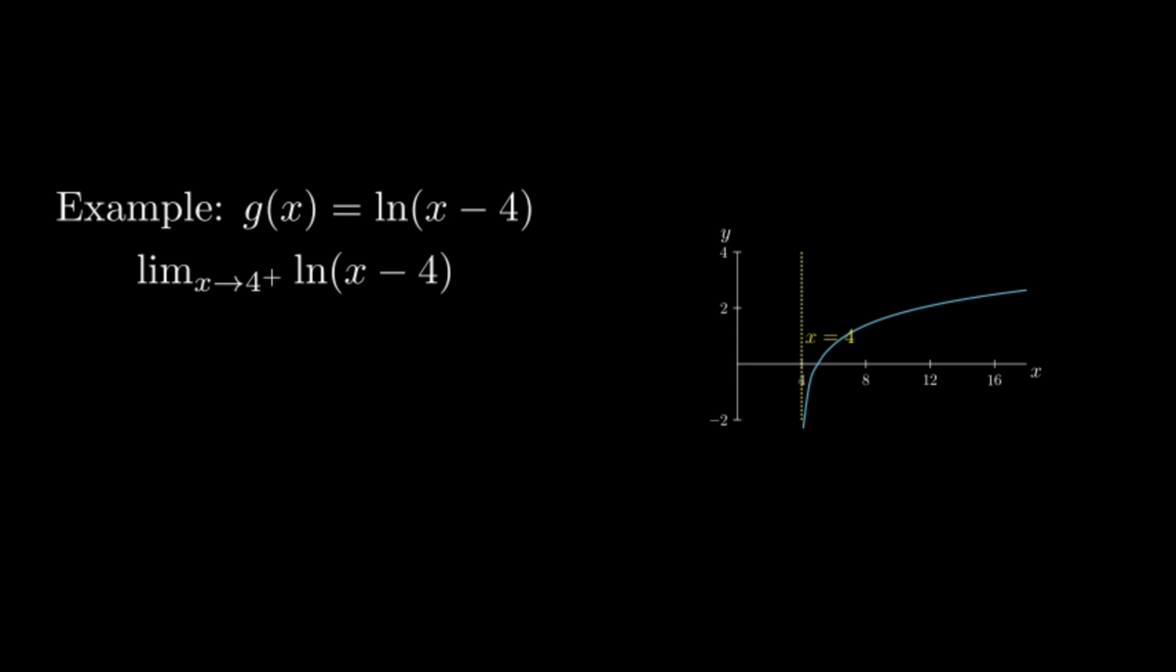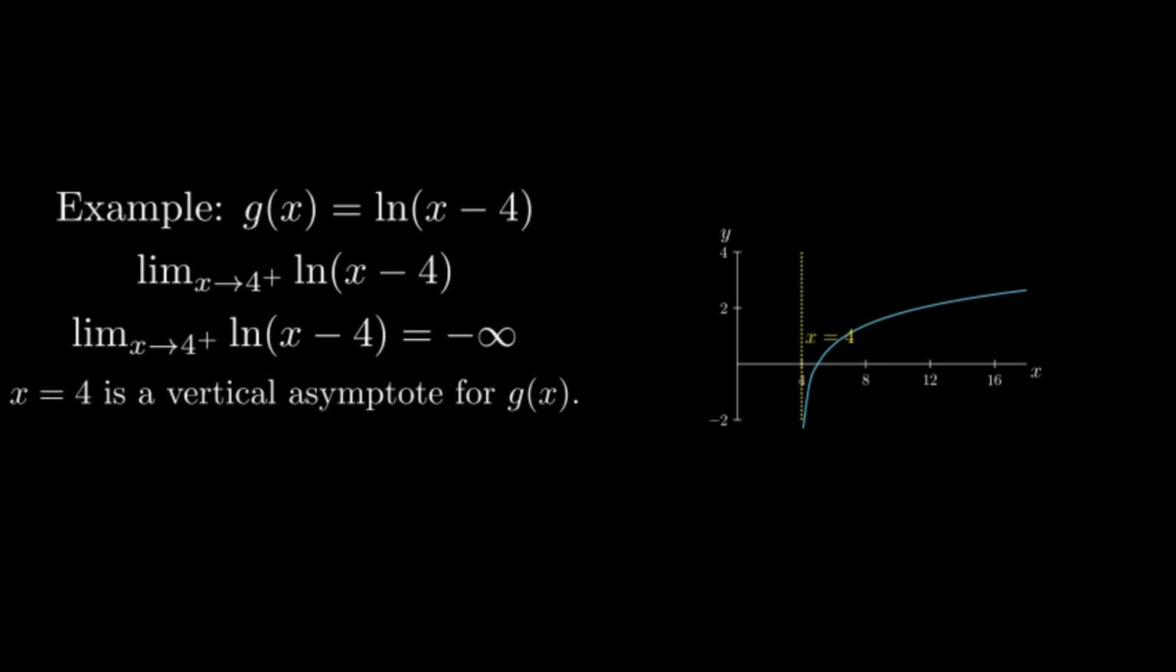We need to evaluate the limit of the natural log of x minus 4 as x approaches 4 from the right. As x gets very close to 4 from the right, the term x minus 4 becomes a very small positive number. The natural logarithm of a number that is approaching 0 is negative infinity. So the limit is negative infinity. This is our formal justification. Therefore, the line x equals 4 is a vertical asymptote for the function g of x, which again is exactly what the graph shows.